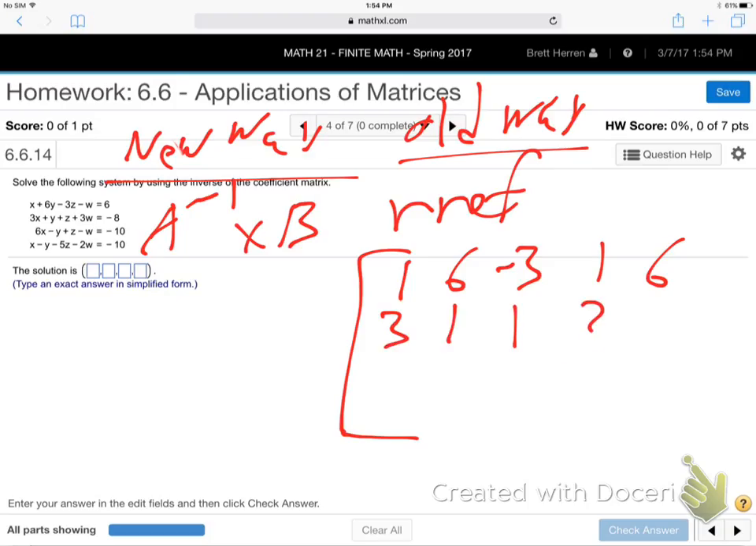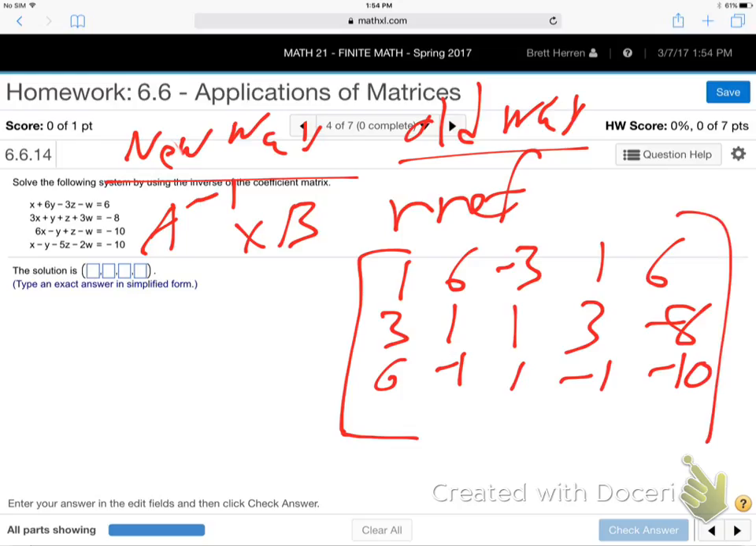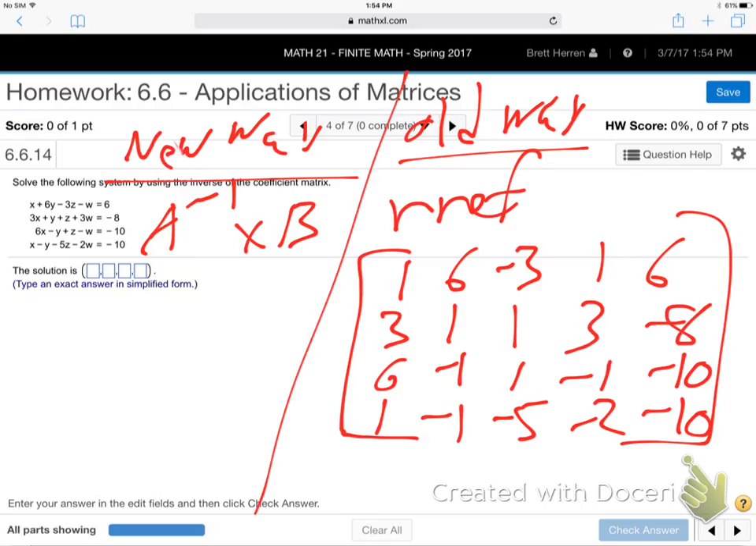3, 1, 1, 3, negative 8, and 6, negative 1, 1, negative 1, negative 10. And the RREF was a little quicker. The old way was a little quicker. Just RREF that whole thing, the entire thing, the A and the B. Everybody good with that difference? I don't want you to get those confused on the test after tomorrow.